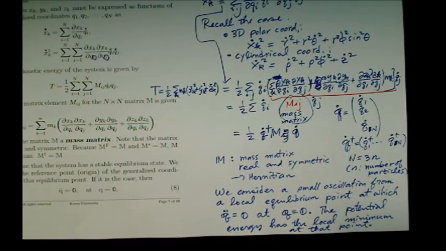Next, we consider the case that this system makes a small oscillation near the equilibrium position. Equilibrium position means that q double dot equals 0 at a certain point. And we define the coordinates so that the origin is placed at the equilibrium position. And we would like to consider the mechanics of this oscillating system with a small amplitude.